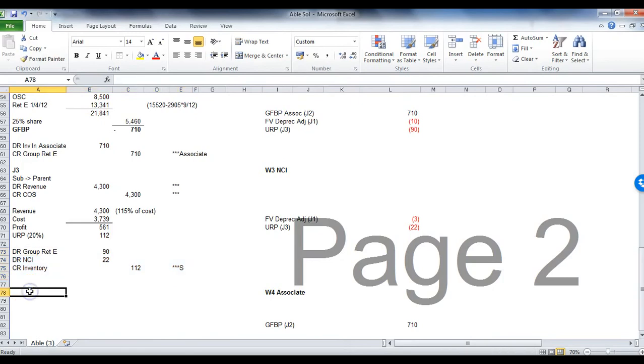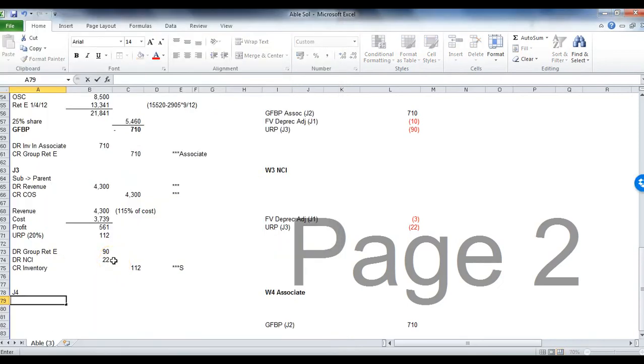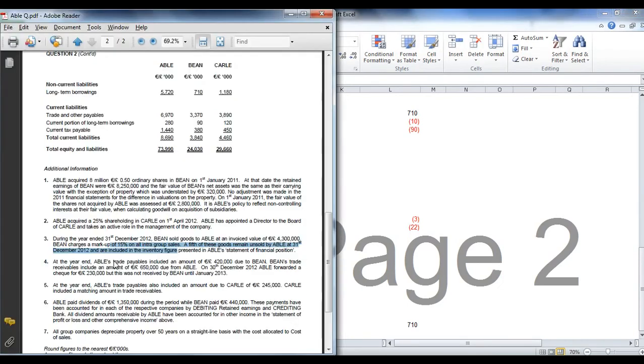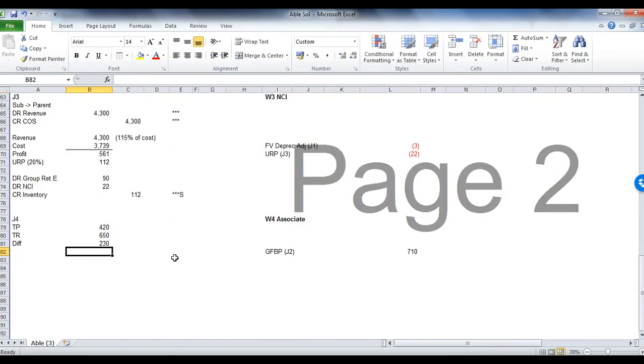So we'll now look at journal 4, which is the intergroup balances, and we're told here that Able's trade payables, so the trade payables in the parent, are standing at 420, but the trade receivables in the sub are standing at 650. So there's clearly a difference there to the tune of 230. So again, it's not just a straightforward elimination because there's a mismatch. And typically there's two reasons for a mismatch: either goods in transit or cash in transit at year end.